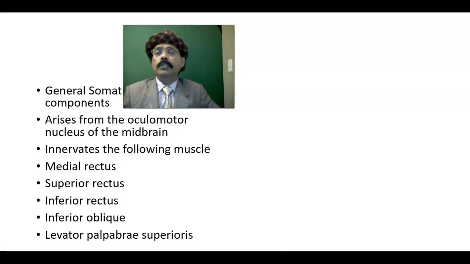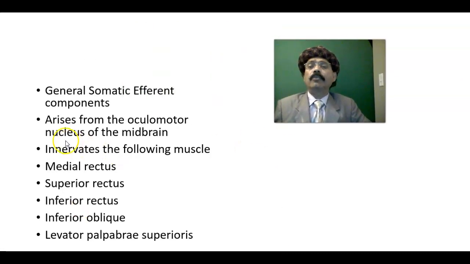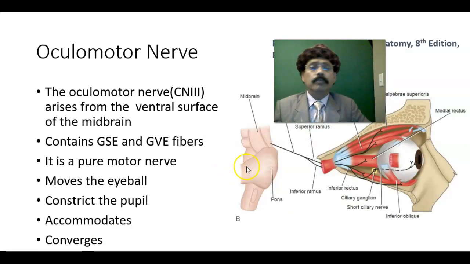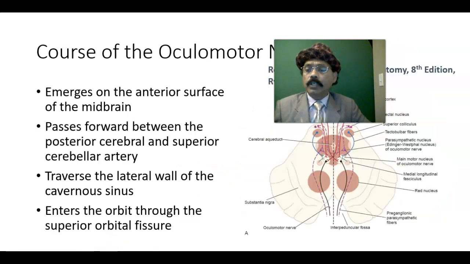Okay, we got that. So the general somatic efferent component arises from the oculomotor nucleus of the midbrain. These nuclei are present in the periaqueductal gray matter. If you go there, we'll find that this is the cerebral aqueduct, and this is the periaqueductal gray matter. Our nucleus is here. One is the main motor nucleus, and another one is the parasympathetic nucleus, or Edinger-Westphal nucleus.